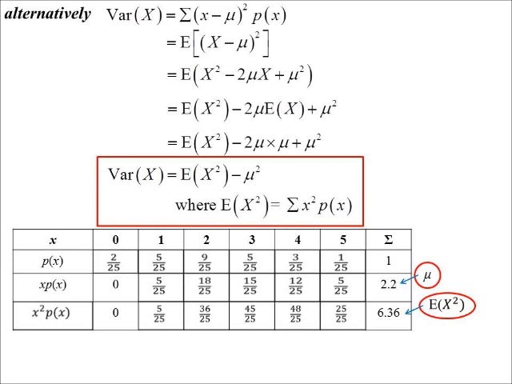So it's not the answer for my variance, it's the expected value of x squared. But I know the variance will be the expected value of x squared minus mu squared. So if I sub that in, I'll get 6.36 minus the 2.2 squared, and I come up with that same answer of 1.52. As I say, I think from a logical setting out point of view, that's a lot nicer than, let's just go back to it, than that one.